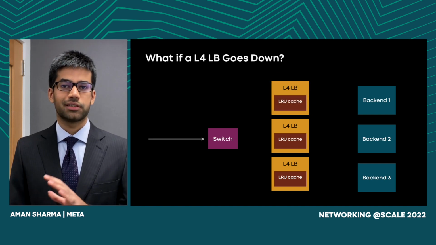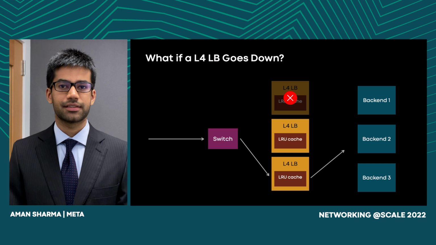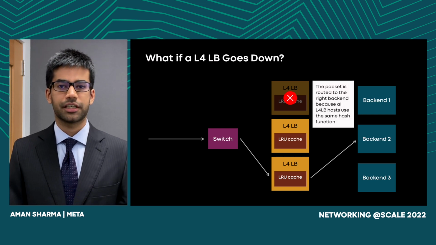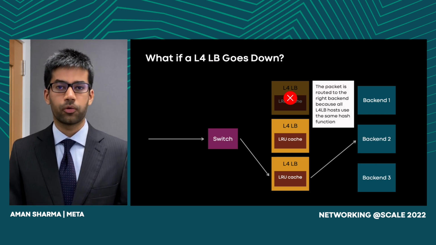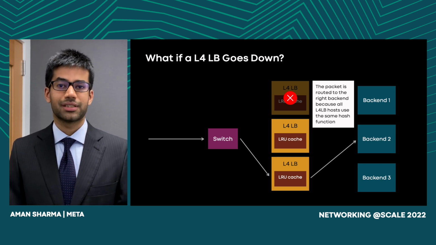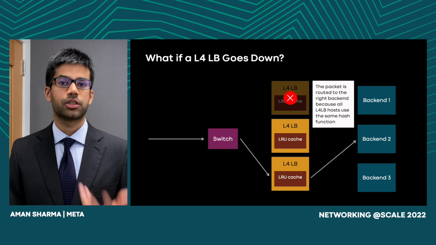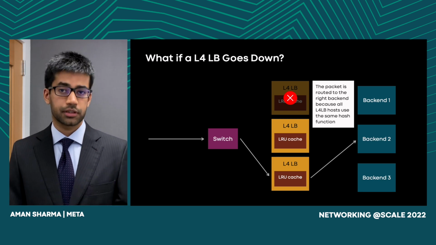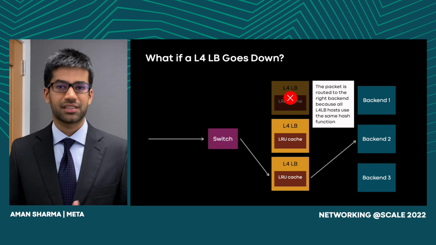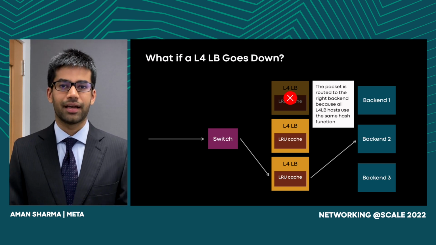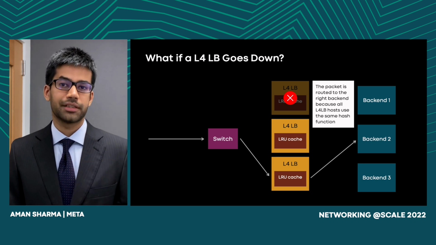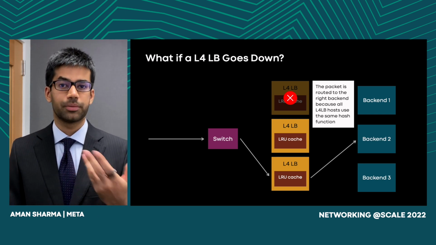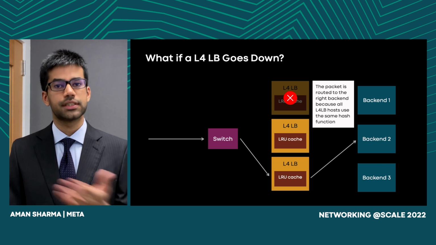Let's suppose that there's a connection in progress in this cluster. And while this connection is in progress, one of the layer 4 load balancers goes down. What could happen now is that the switch could send subsequent packets for that connection to a different layer 4 load balancer. But this is still okay because all of the load balancers use the same hash function and the hash ring hasn't changed. So when a different load balancer receives subsequent packets, it can send them to the same backend as before.